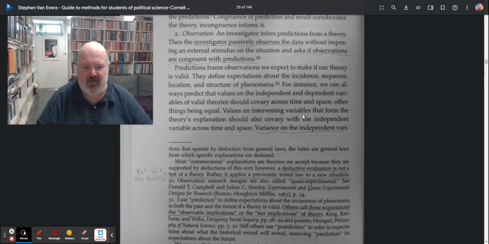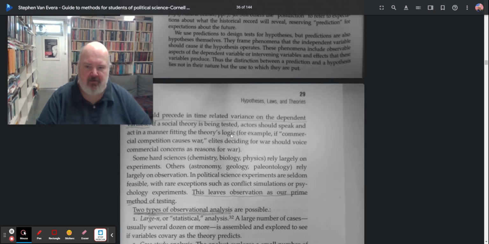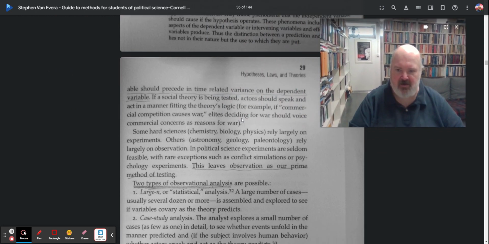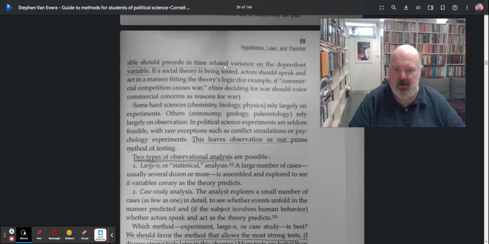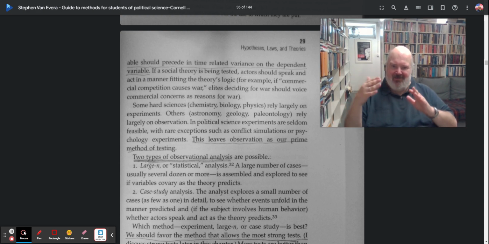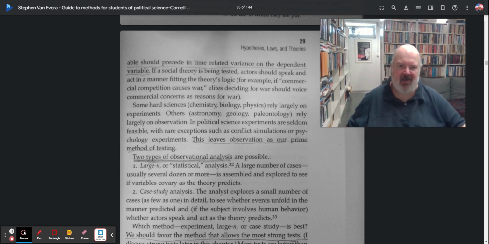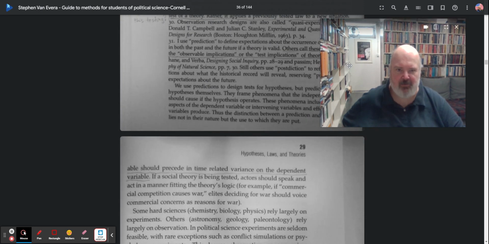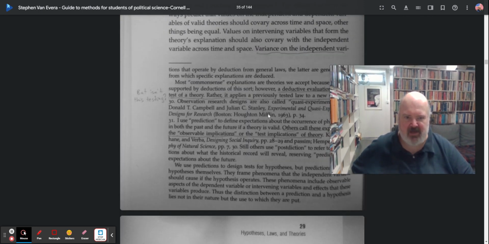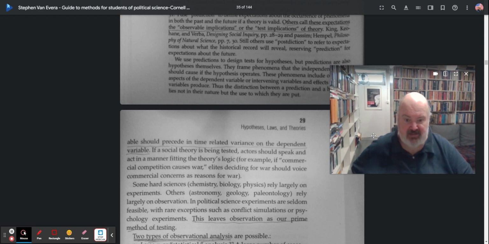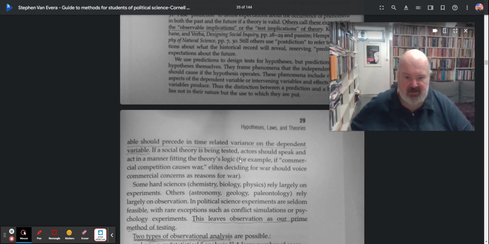The values on intervening variables that form the theory's explanation should also convey with the independent variable across space and time, right? Variance on the independent variable, now this is featuring over here, should precede in time related variance on the dependent variable. Okay, in other words, this is interesting in that sense. He's saying what here? Now let's go over here to what he said. Variance on the independent variable should precede in time related variance on the dependent variable.